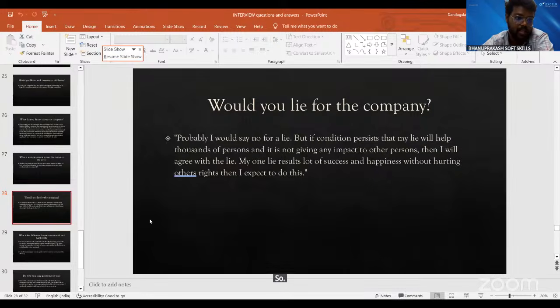So you can say the same answer. Now the next question to you: what do you prefer, hard work or smart work, and why?